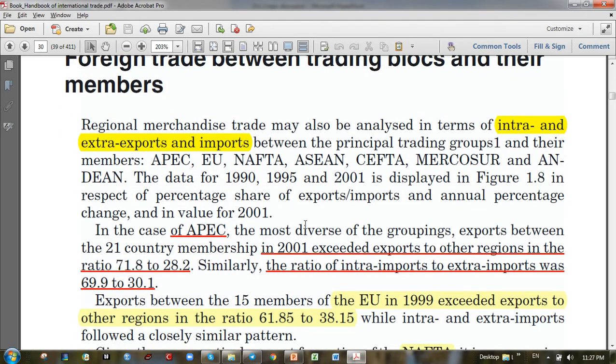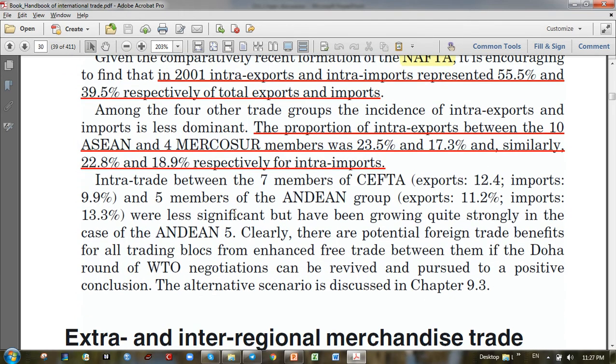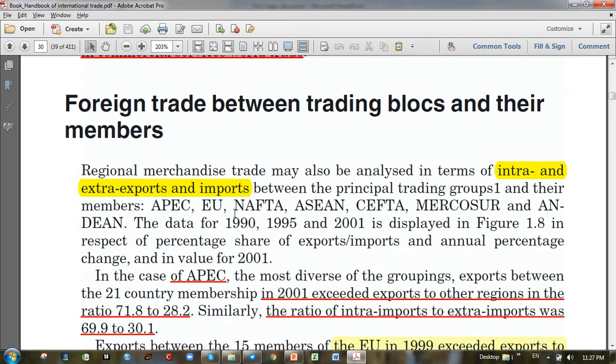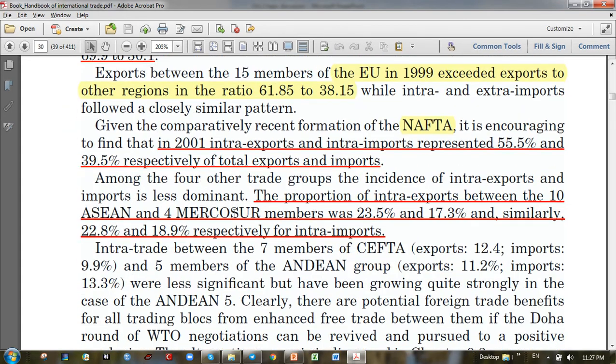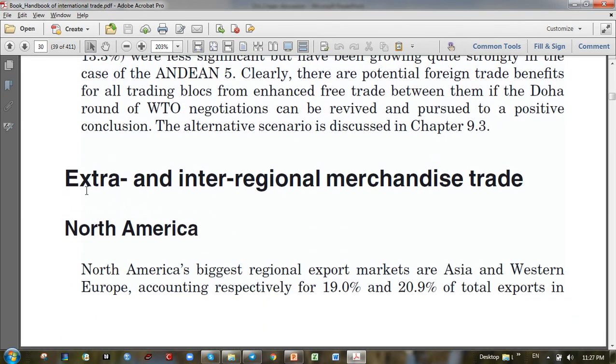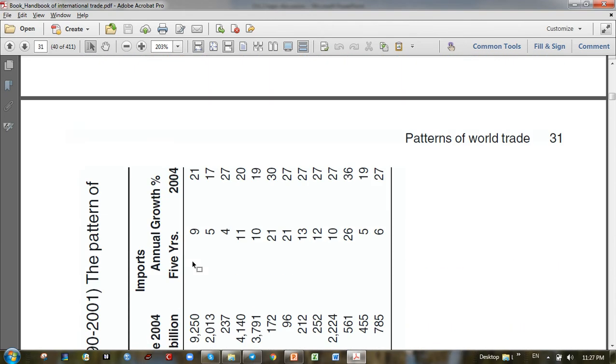Yes, maybe I scroll a bit faster because you can read on your own, because you have this book. I just scroll it up, scroll it down faster because I just show you a brief. And the first one, extra-regional merchandise trade and intra-regional merchandise trade. So when talking about regional, we're talking about location. Okay, boundary location.